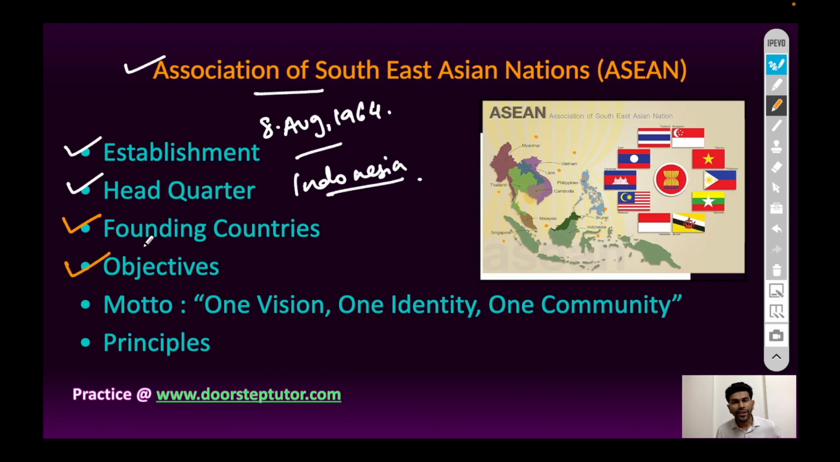The objective of ASEAN is to promote economic development, socio-cultural development, and regional peace among member countries and economic stability. The motto is one vision, one identity, and one community. It means in a particular region there is one vision of economic development and socio-cultural development, one identity that is Asian countries, and one community as the particular region.